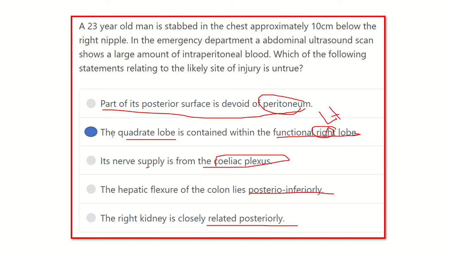So the untrue answer is answer B. The quadrate lobe is contained within the functional right lobe. It is untrue. The true answer is that the quadrate lobe lies within the left lobe.